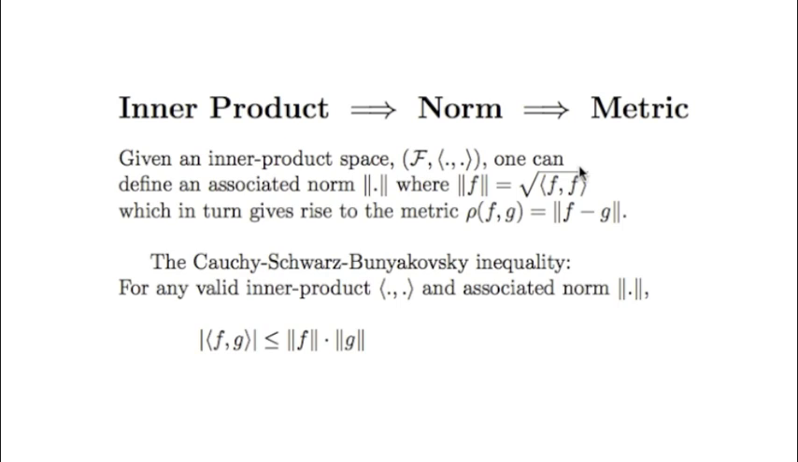Now, an important point is that an inner product automatically induces a norm, which induces a metric. If I give you an inner product space, so you're not allowed to choose it anymore, I fix it for the moment, where F is some fixed vector space and this is some fixed inner product that was already given to you, then one can define an associated norm, where the norm of f is just the square root of f dot f according to this definition of dot product. And as we saw earlier, whenever you have a norm, it gives rise to a metric. So the distance between f and g can be defined as the norm of f minus g.